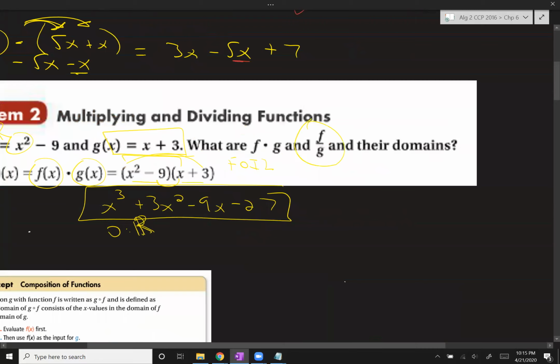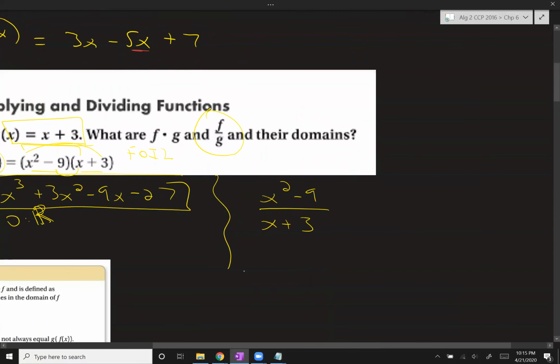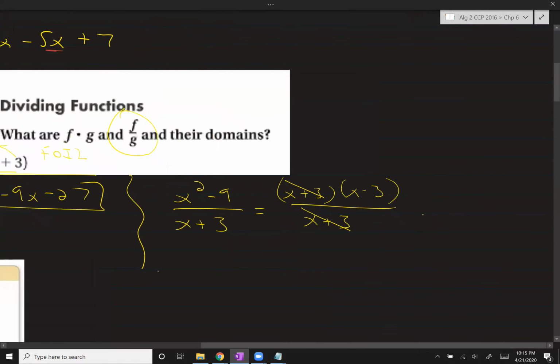All right, second problem we have is to do some division. So I have x squared minus 9, that's f of x. It's over top of x plus 3. So the real question is, how do I factor x squared minus 9? Well, that's x plus 3 and x minus 3. It's one of the special cases. On the denominator, I have x plus 3. Now that we have factors in the numerator, this can be reduced. So my final answer is x minus 3.